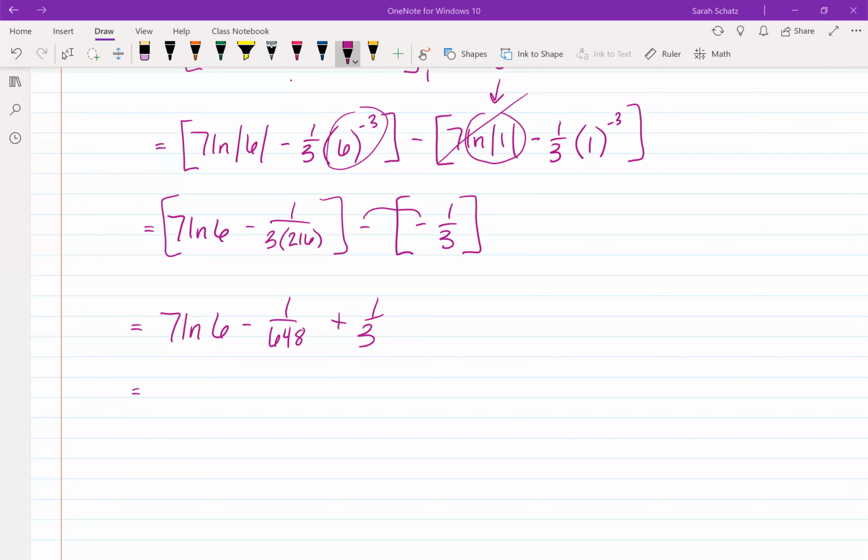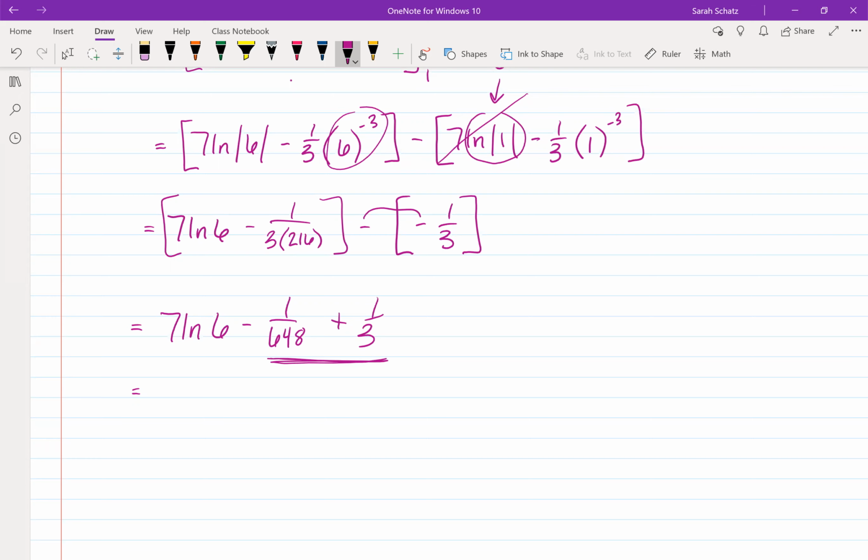So at this point, you could absolutely put these two fractions together first, or you could stick all of this into your calculator as is. That's totally up to you. Let's see. Yeah, I think I'm just going to do it like this. You guys, just being careful.